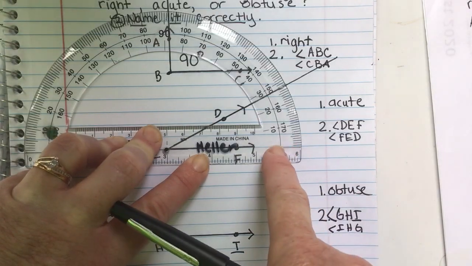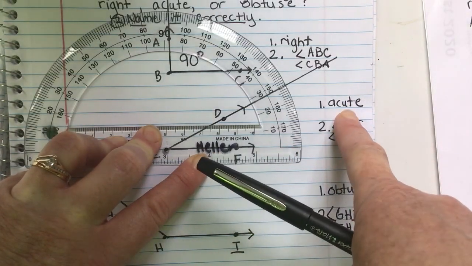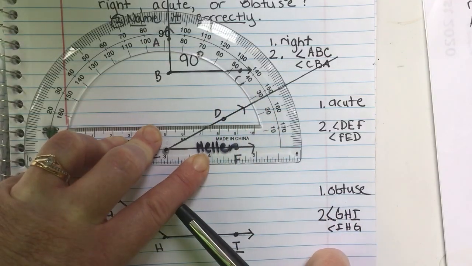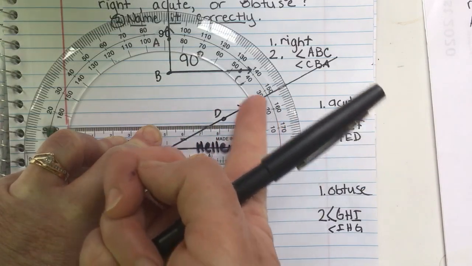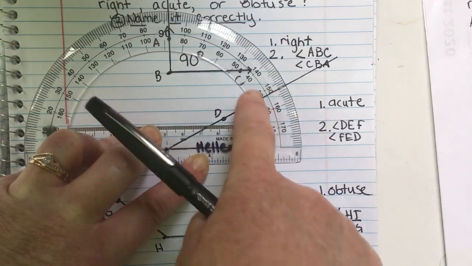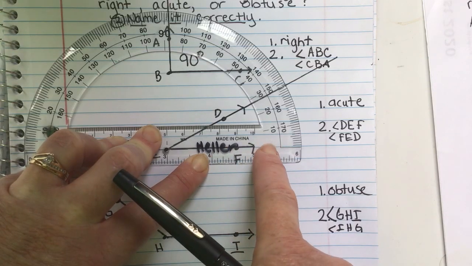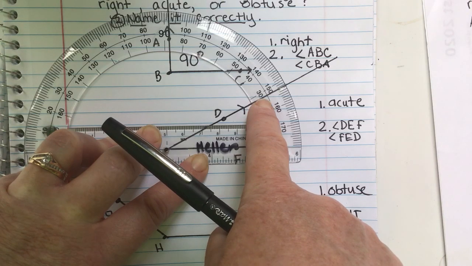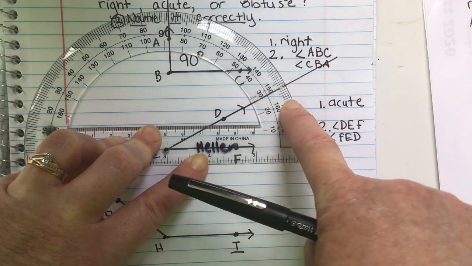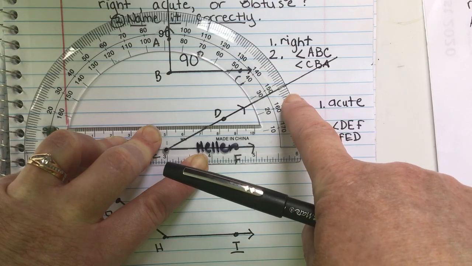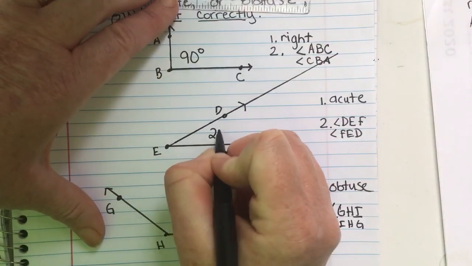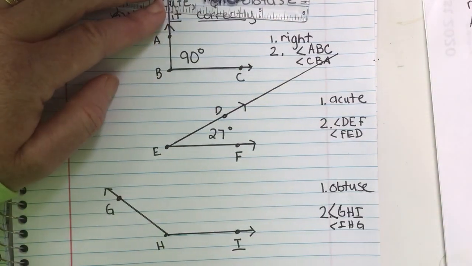So I'm going to start here. I already know this is acute, so I want to use the numbers on the inside because those ones are less than 90. Also, my angle is opening this way, so I know this is where 0 is. All right, so here we go. 10, 20, and then it's not quite to 30, so now we have to go up here and use the top lines. 21, 22, 23, 24, 25, 26, 27. It's about 27 degrees. And that's acute, so I know I'm probably accurate.